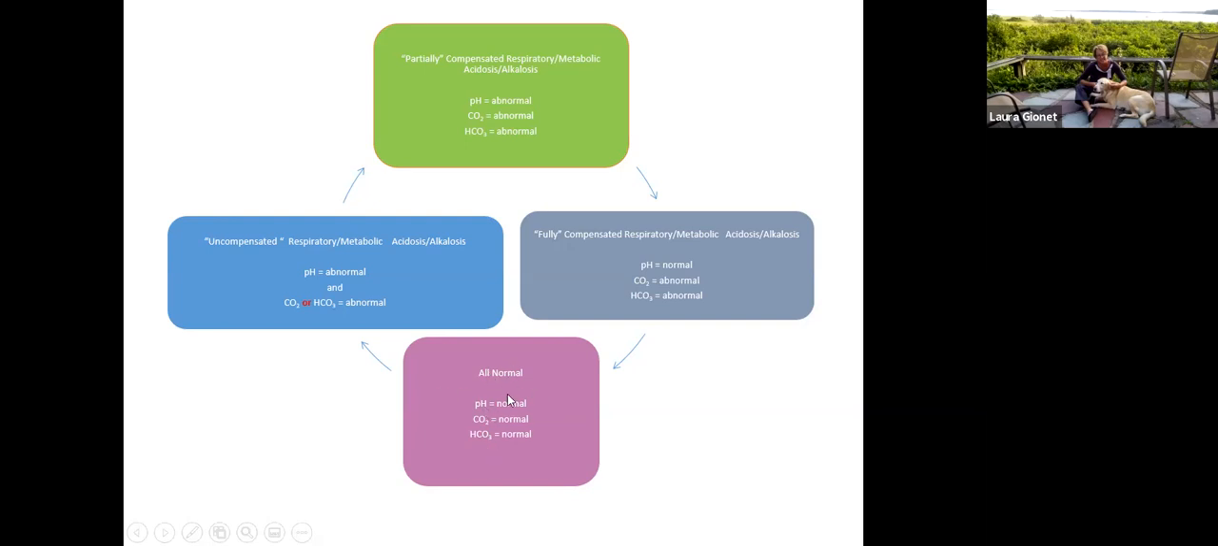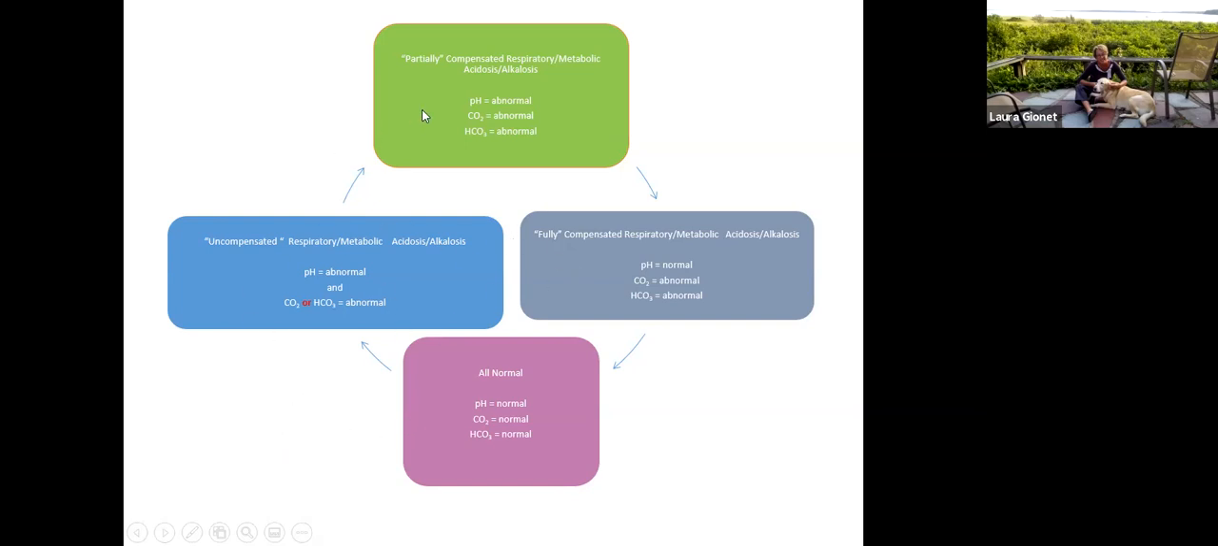So we're going to start by looking at the arterial blood gas of a normal person. At some point, something starts to happen, which takes you to the blue at 9 o'clock, uncompensated respiratory or metabolic acidosis or alkalosis. Then it'll progress to a partially compensated respiratory and metabolic acidosis or alkalosis. And then the next stage would be a fully compensated, in gray, metabolic or respiratory acidosis or alkalosis, and then hopefully back to normal. That's the progression. Okay.